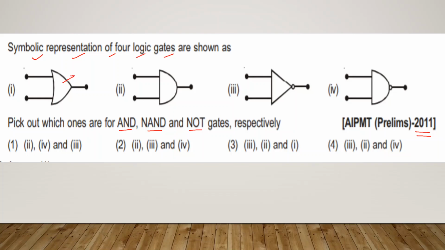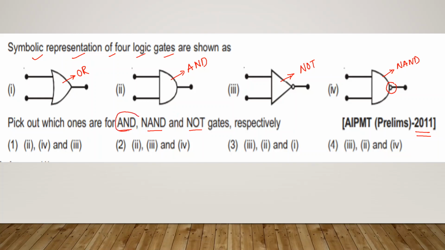See here, this is a leaf-like structure. This represents the OR gate, but it is not there in the options. This is a D-like structure. D-like structure means which gate? This is nothing but AND gate. Whenever there is a triangle with a bubble, this represents the NOT gate. Whenever there is a D-like structure with a bubble, then this represents the NAND gate.